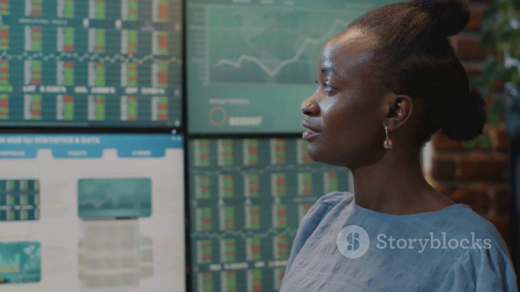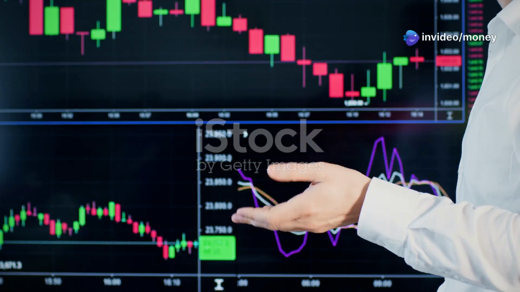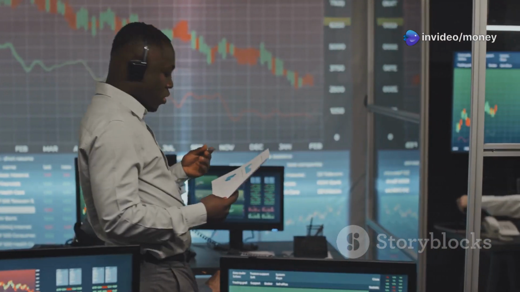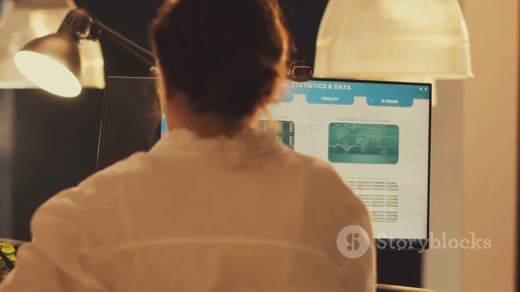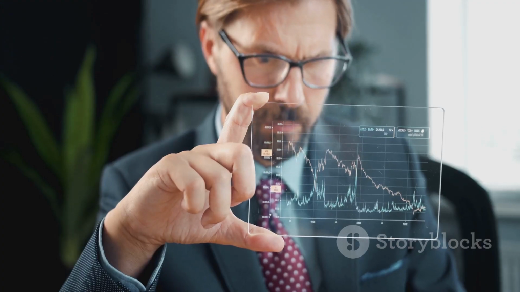That's it for today's video on support and resistance indicators. We've covered a lot of ground, from the basics of pivot points to the complexities of Gann levels. Remember, these indicators are just tools, and it's up to you to learn how to use them effectively. The more you practice, the better you'll become at identifying those key support and resistance levels.